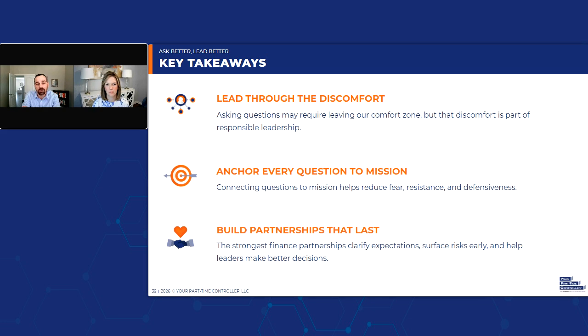Here's the bigger picture. Your finance team doesn't just report on the past. At its best, finance helps you understand the present, prepare for the future, and make decisions that protect and advance the mission. But that partnership only works when both sides are willing to ask better questions, answer them clearly, and stay connected to the bigger purpose behind the numbers.